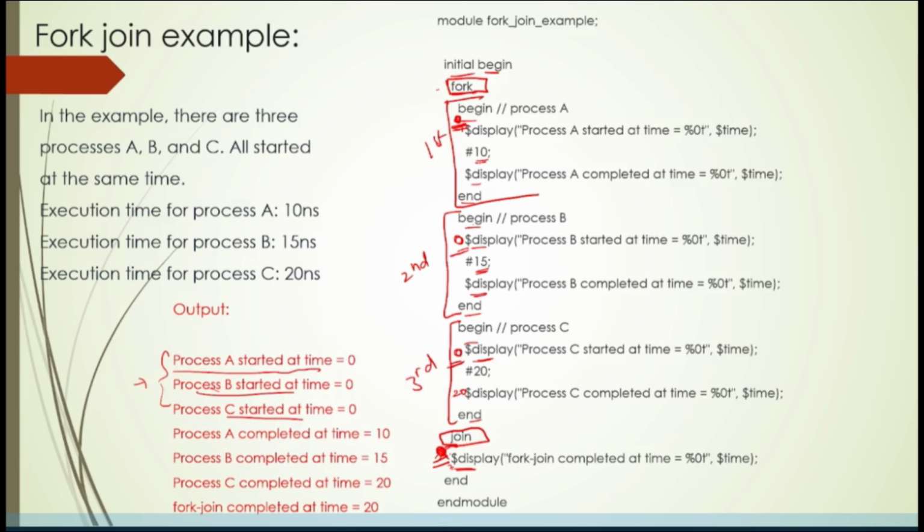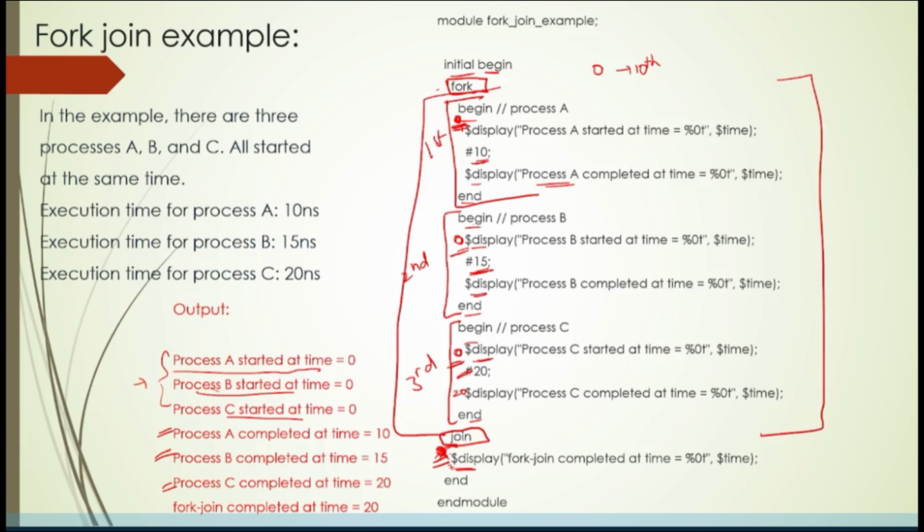Now what is the next thing? After 0, you will have 10 time units of delay, so process A will be executed first, then comes 15, so process B will be executed, and then comes 20, so process C will be executed. After all the things in the fork and join are executed, then only the fork join will end, and the compiler will come out of the fork join. Only at 20 time units the fork join completes, so this display will be executed at 20 time units of delay.